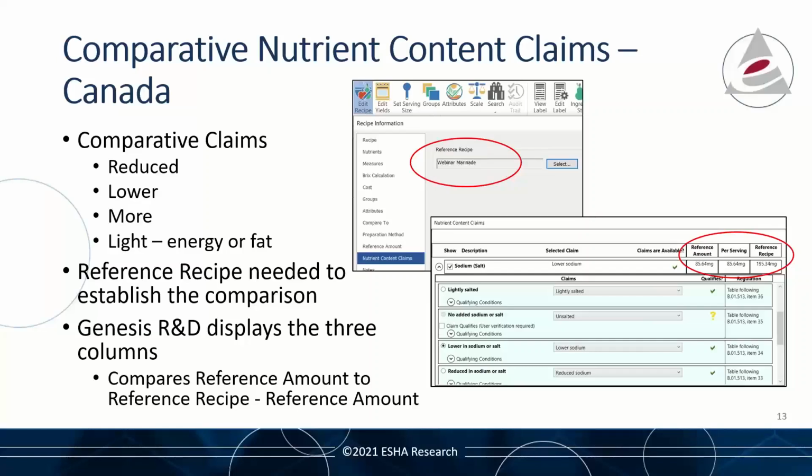The reduced sodium recipe would need to show that it contains a significantly lesser amount of sodium than the reference recipe. And in Genesis, when working with comparative claims, you'll see 3 columns now in the nutrient content claims screen. This shows the reference amount, the per serving amount, and the reference amount for the reference recipe. For comparative claims, the reference amount of your adjusted recipe is compared to the reference amount of the reference recipe.